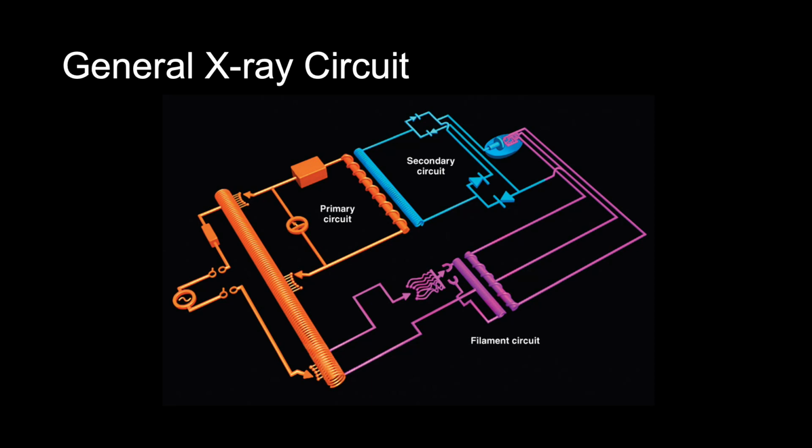Shown on this slide here is a general drawing of the X-ray circuit. The X-ray circuit may be divided into three sections. We have the primary circuit, the secondary circuit, and then the filament circuit. And each section has specific components and very important roles that they play with the X-ray machine. The primary circuit is indicated in orange, the secondary circuit in blue, and the filament circuit in purple. And this is the basic X-ray circuit.